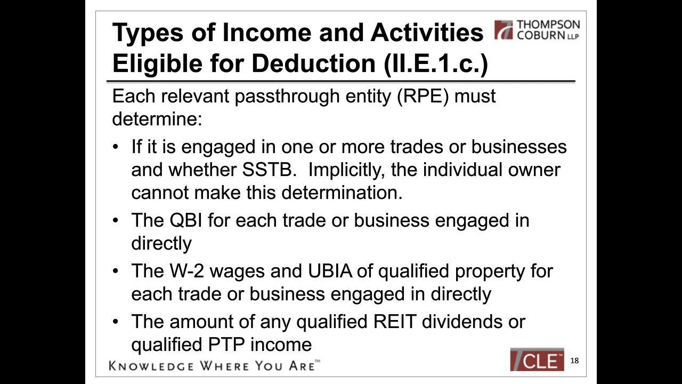Okay, so what you need to do is you have to tie the W-2 wages to the business. You have to tie the UBIA to the business. And the RPE needs to make that determination. So the RPE is going to issue a K-1 that says, for this trade or business, here was your qualified business income, your W-2 wages, and your UBIA. Go on to slide 19.